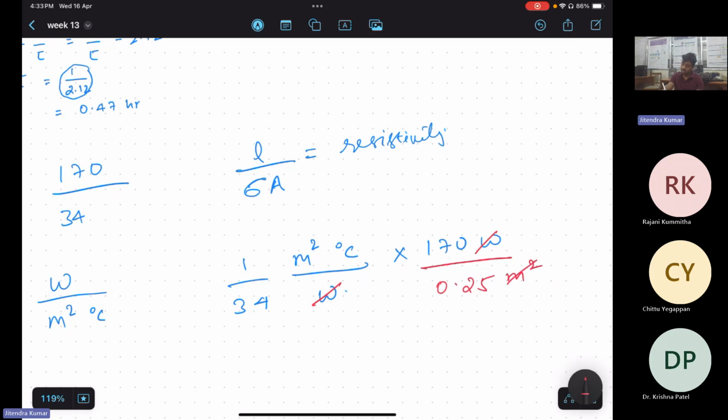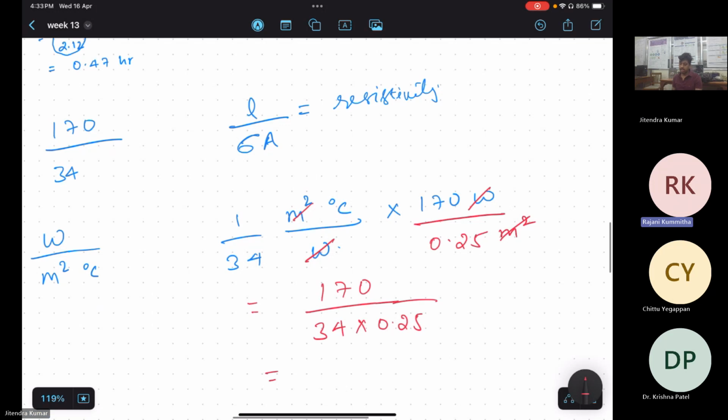So this meter square will go out and we are left with this power divided by this 34, the emissivity, or conductivity if you can say in terms of electrical, into 0.25 surface area, the dissipating surface area. So you are left with 20. It will come out exactly equal to 20. So wherever you are not getting any clue, just focus on the units, and such one-liner questions you will get the answer.